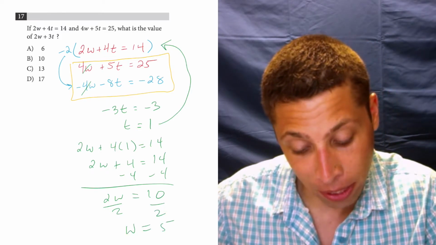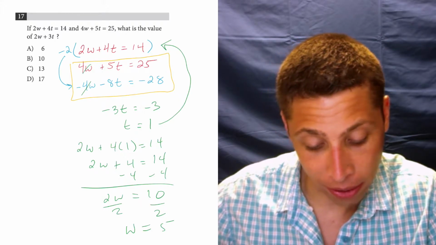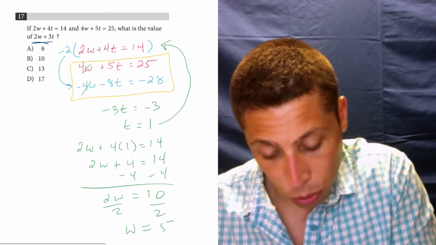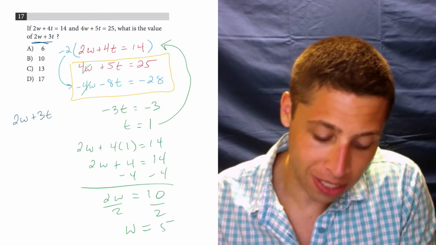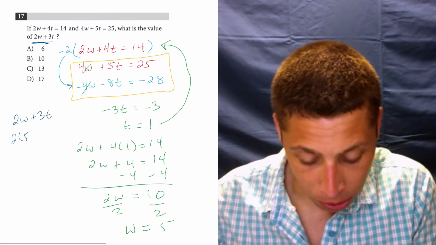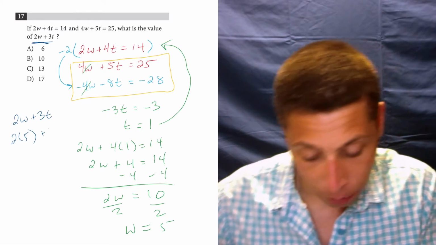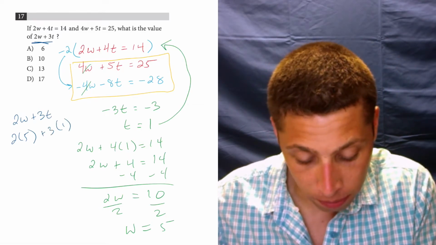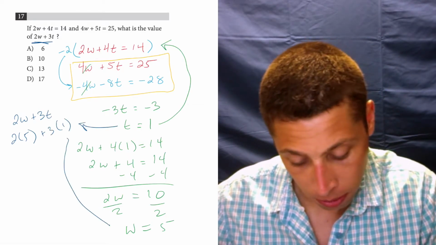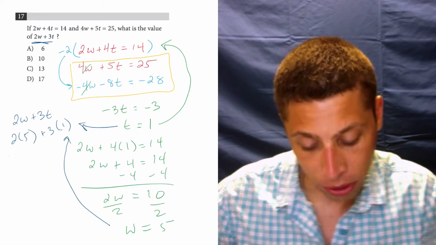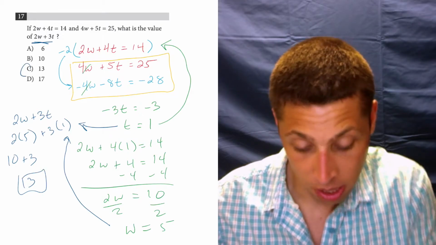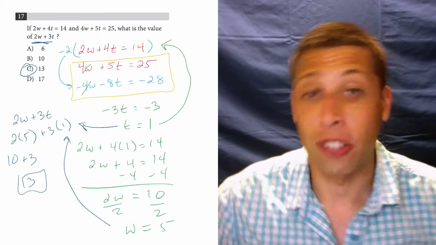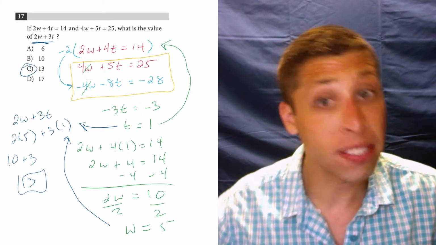We're not done because I don't care about that. I care about what 2w plus 3t equals. So 2w plus 3t. We know that w is 5, and we know that t is 1. So that's 10 plus 3, which is 13, which is C, which is the answer. So yeah, it's a lot of work.